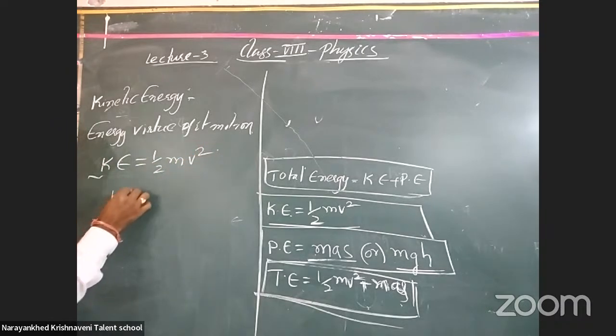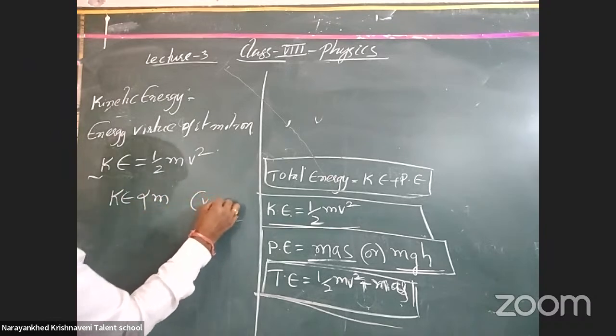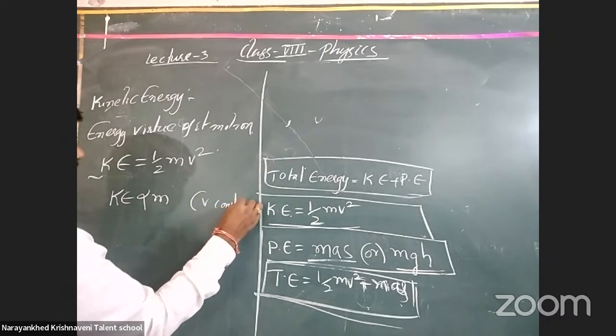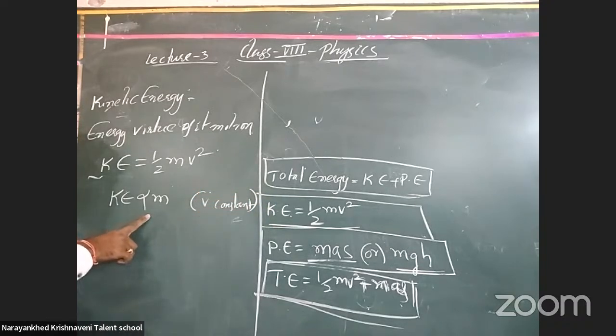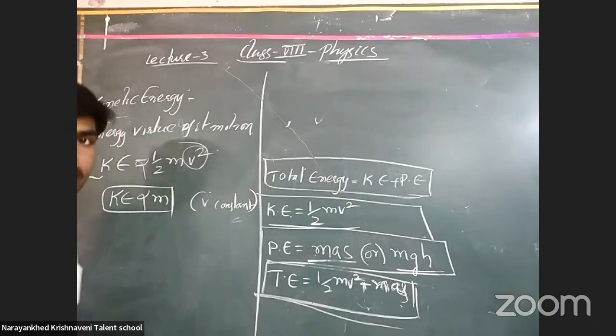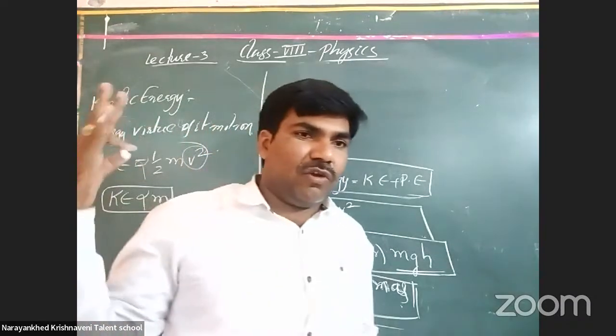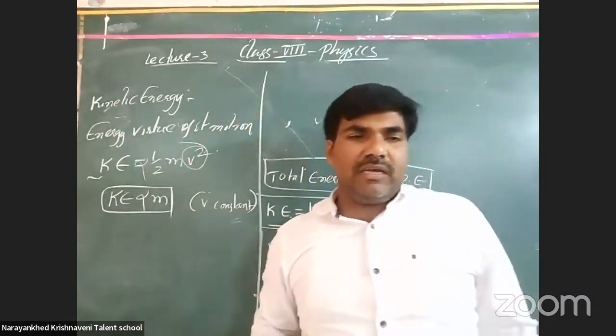Kinetic energy is directly proportional to mass when the velocity remains constant. Readable or not? When we take velocity as a constant, we write it as directly proportional. So what we get here: kinetic energy is directly proportional to the mass. If mass increases, kinetic energy also increases.